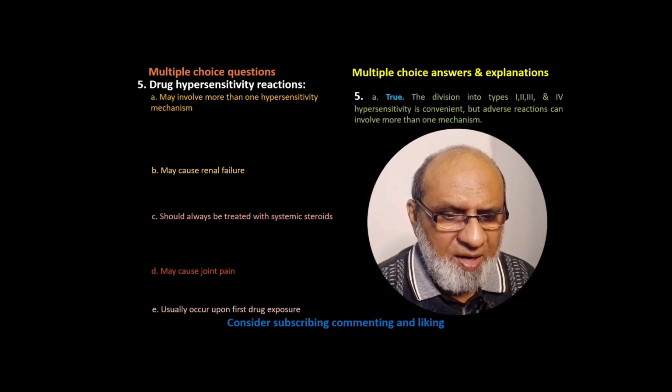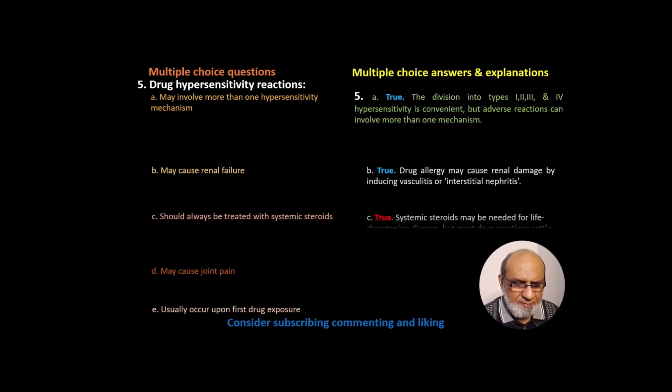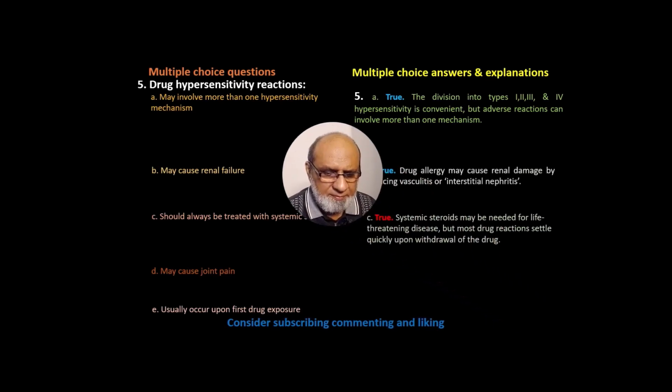Question 5. Part A, answer is true. The division into types 1, 2, 3 and 4 hypersensitivity is convenient, but adverse reactions can involve more than one mechanism. Part B, answer is true. Drug allergy may cause renal damage by inducing vasculitis or interstitial nephritis. Part C, answer is true. Systemic steroids may be needed for life-threatening disease, but most drug reactions settle quickly upon withdrawal of the drug.